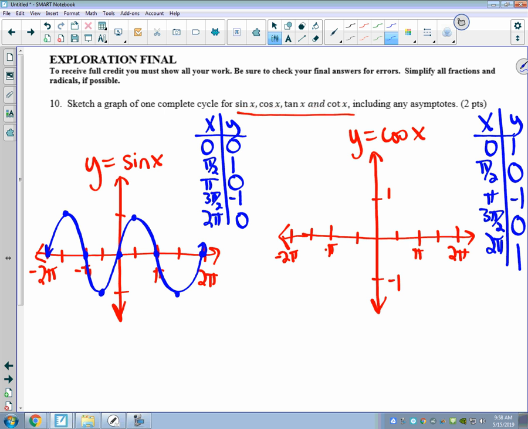So remember that sine starts at 0, cosine starts at 1, and then it goes down to 0, it goes down, back to 0, back to 1. So 1 period of cosine kind of looks like the U shape. Cosine's an even function, so it looks exactly the same on both sides.